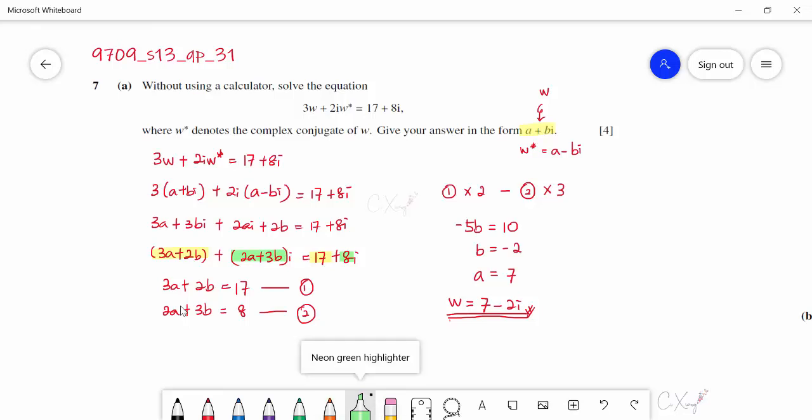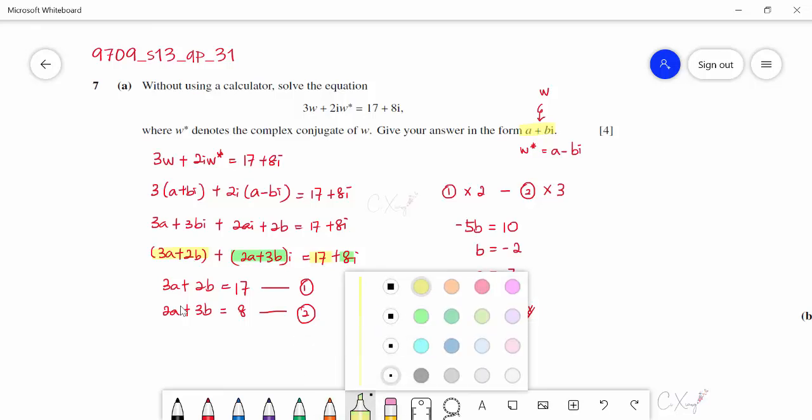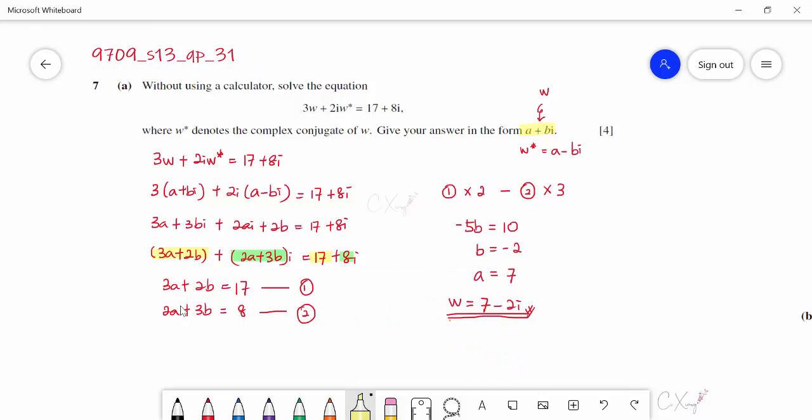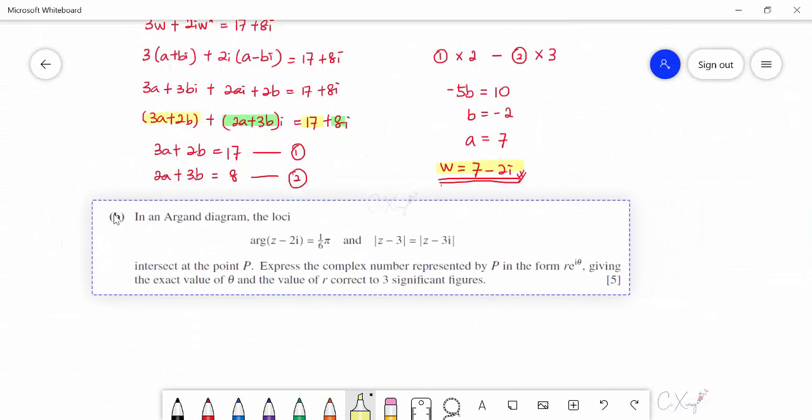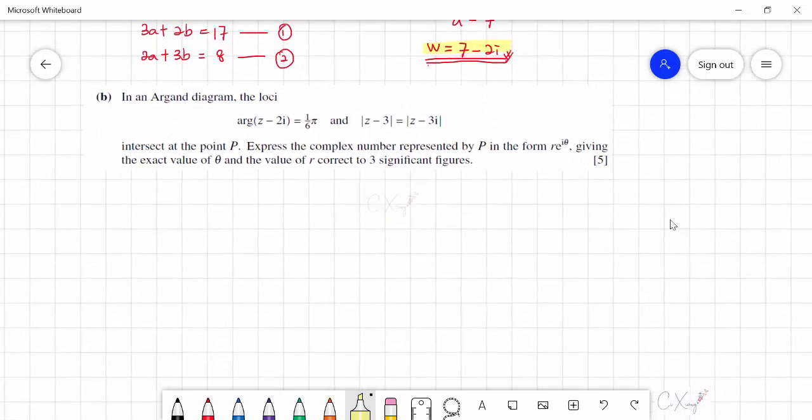And of course, when you solve simultaneous equations, you can use your own method, as long as you solve it without any careless mistake, then this is the answer that you will get. All right, then let us proceed to part B. This is what you have for part B.